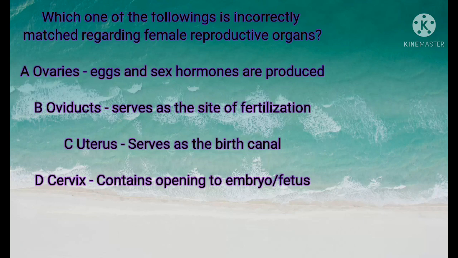Then the third pair is uterus serves as a birth canal, and the last pair is cervix. This contains the opening for the embryo, and also we can say the fetus. The cervix is the lowermost part of the uterus, from which the birth of a baby, the parturition, occurs in the female reproductive system. The embryo and fetus come out from that region. And the uterus is the site where growth and development of the fetus and embryo occur.